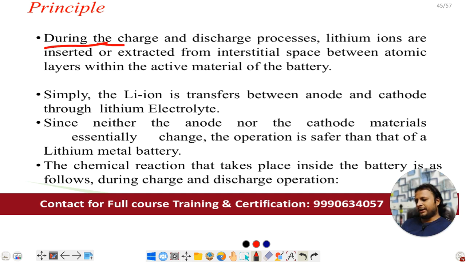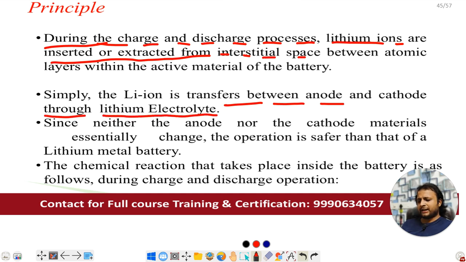And today, during the charge and discharge process, lithium ion is inserted or extracted from the interstitial space between the atomic layers within the active material of the battery. Simply, the lithium ion is transferred between the anode and cathode through the lithium electrolyte. Neither the anode nor the cathode material essentially changes, and the operation is safer than that of lithium metal batteries. If the metal changes, that will not be a safe mode of operation.